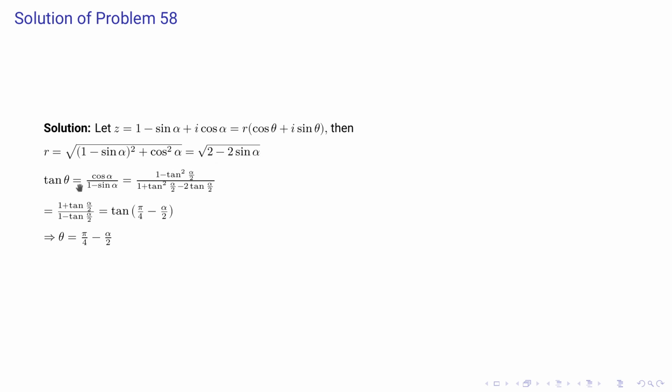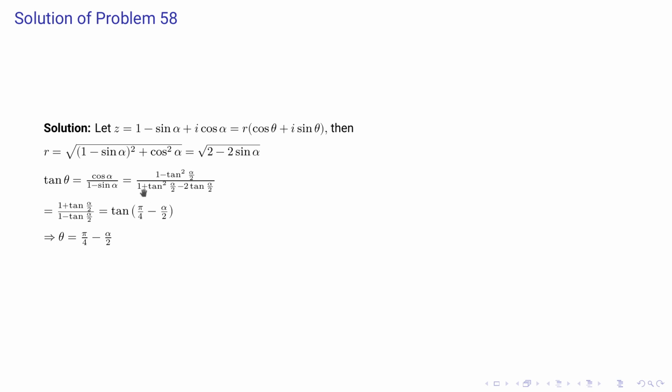Now we evaluate tan theta is equal to cos alpha by (1 minus sin alpha). Now cos alpha is (1 minus tan square alpha by 2) by (1 plus tan square alpha by 2), and sin alpha is 2 tan alpha by 2 by (1 plus tan square alpha by 2). So we have taken the LCM here. We can write this as (1 plus tan square alpha by 2 minus 2 tan alpha by 2), and the 1 plus tan square alpha by 2 in the denominator of both these terms I have cancelled.